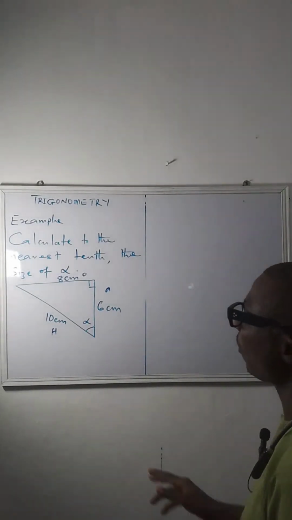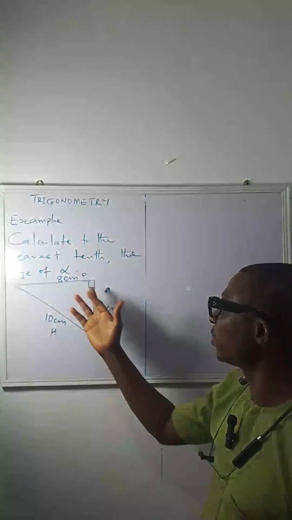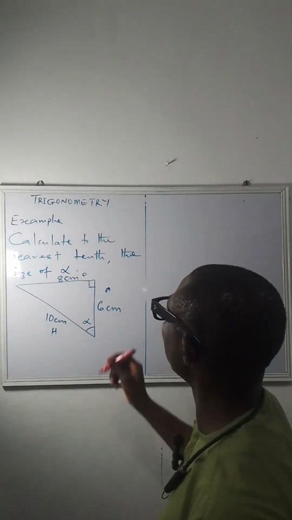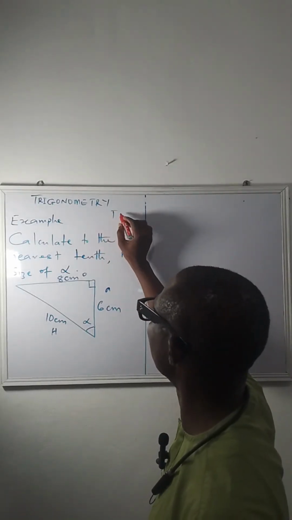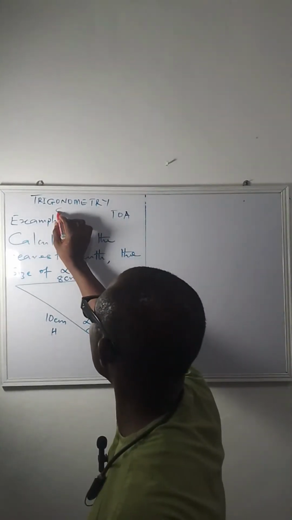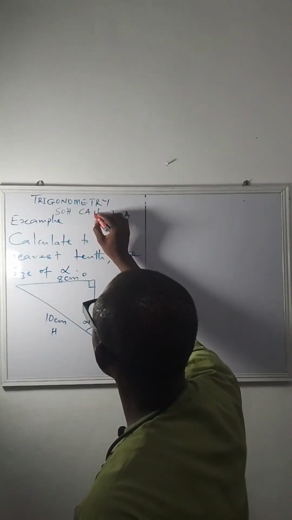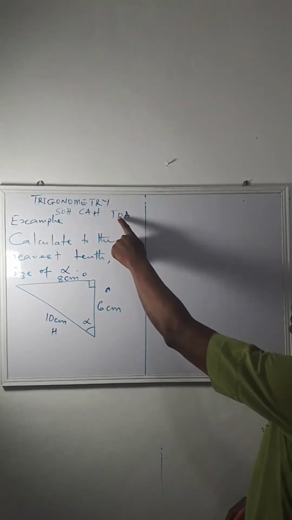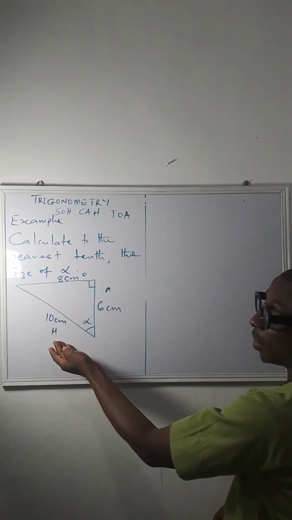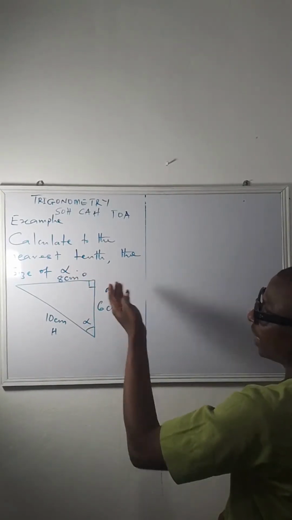Now I want to get this angle, so I just need two sides. Let's consider opposite and adjacent. If you are considering opposite and adjacent, that means we are using this trig function: SOH CAH TOA. So we have tan, opposite and adjacent. You can consider adjacent and hypotenuse, and we are still going to get the same answer. So now I'm considering opposite and adjacent.